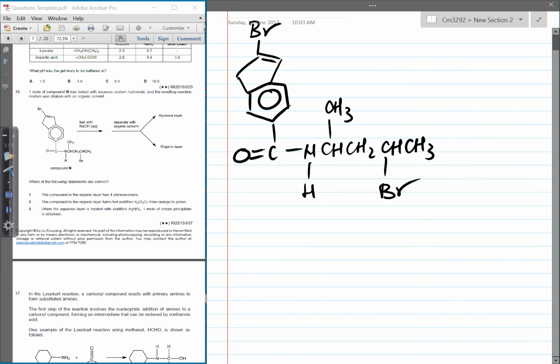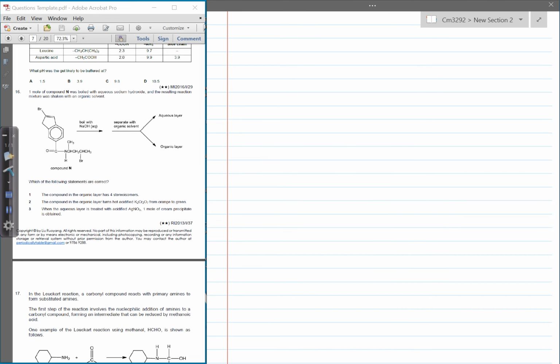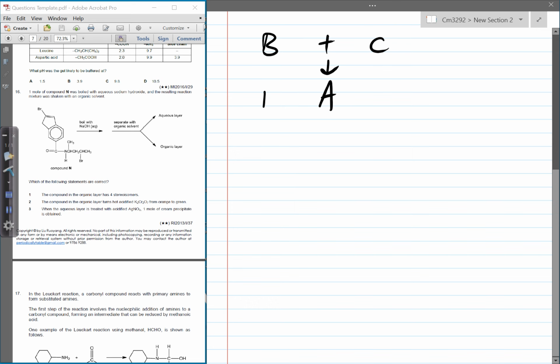You know, sometimes when you do organic synthesis, let's say you want to synthesize A, so you will use B and you will use C to form A. But how do you know your yield is 100%, correct? There might still be some B left and there might still be some C left. So how are you going to separate them to get only A? This is one method, right?